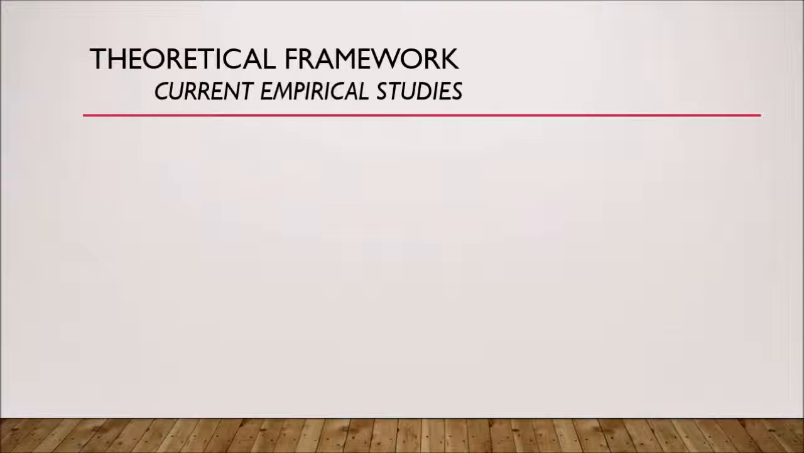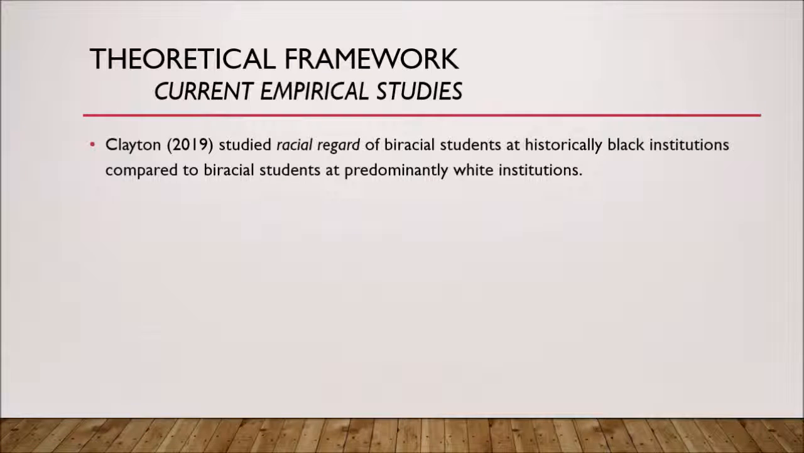Some current empirical studies look at underserved groups of students and how they experience marginality on their campus. Clayton looked at racial regard of biracial students at historically black institutions and compared that to the racial regard of biracial students at predominantly white institutions. Racial regard can be thought of as how one views their own identity, and this can be either public or private, and sometimes those two things clash, causing feelings of marginality.